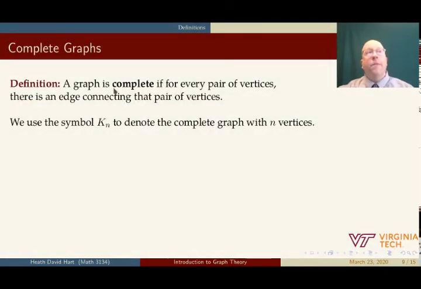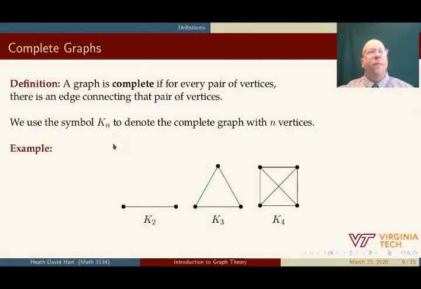A graph is complete if every pair of vertices has an edge connecting that pair of vertices. We use the symbol capital K with the subscript n to denote a complete graph with n vertices. Here are some examples. K2 has only 2 vertices, but there's an edge connecting them. K3 has 3 vertices, and there's an edge connecting all 3 pairs of vertices. K4 has 4 vertices, and not only are there edges along the outside, but there are the diagonals as well, because every pair of vertices has edges.